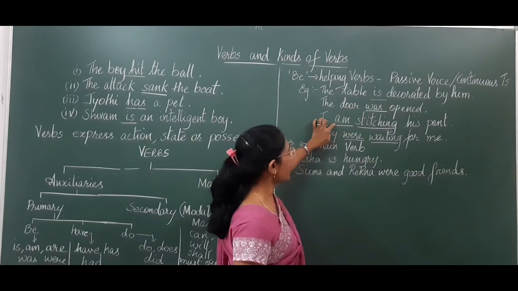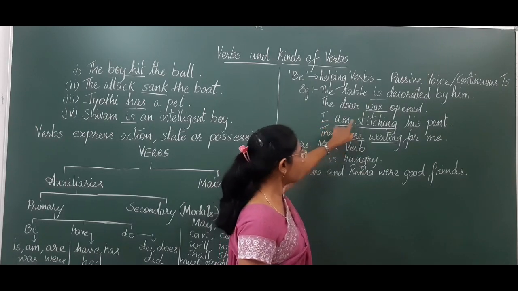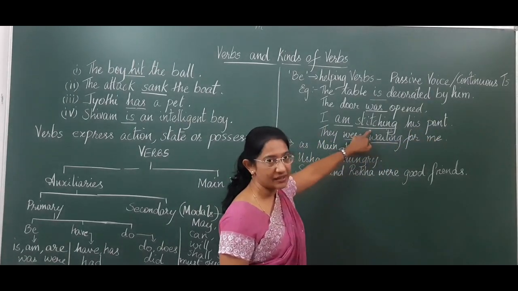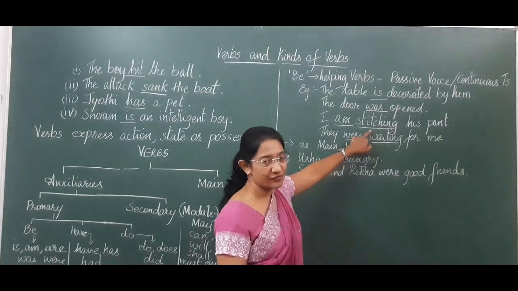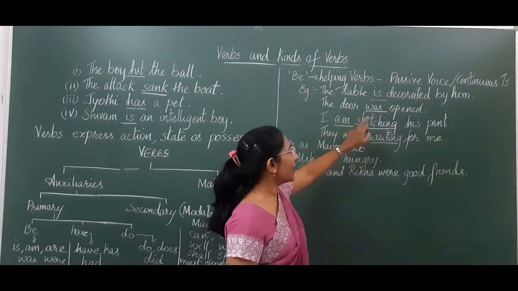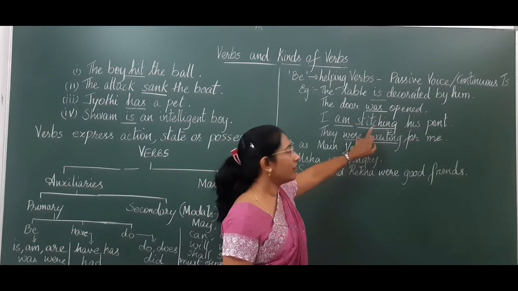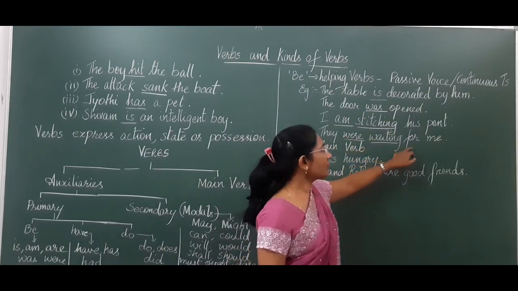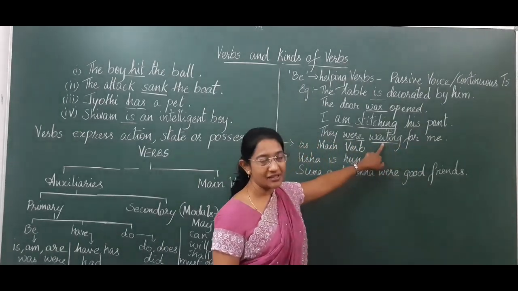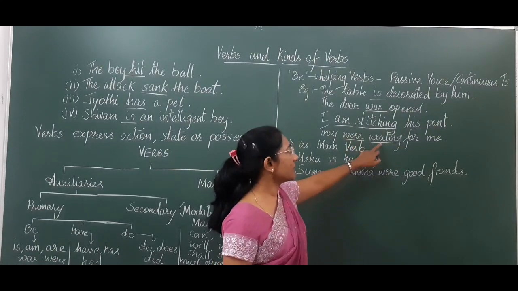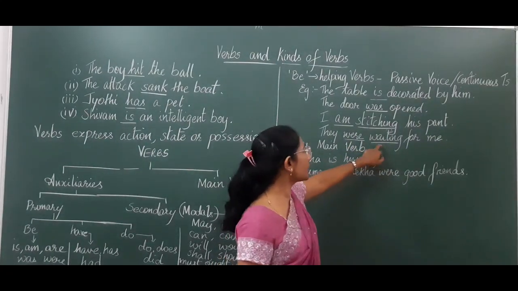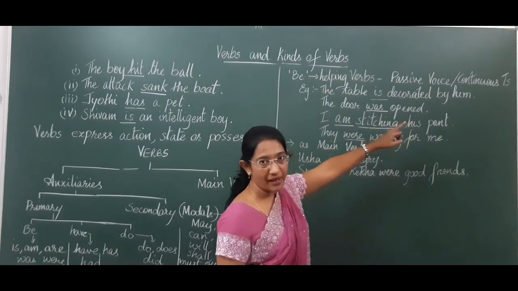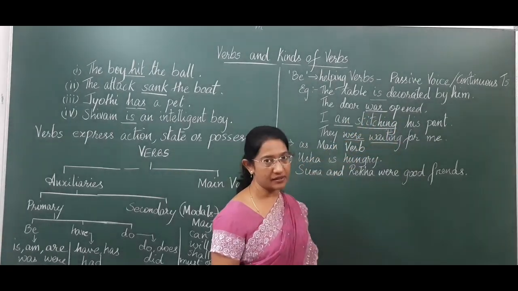Next, here we see am and were. I am stitching his pant. The word stitching is a continuous tense. The action is in continuous form. So, the be verb helps the continuous verb and it becomes a continuous tense. And here, they were waiting for me. Waiting is a continuous action. So, were is helping the continuous tense. This is how we see the be verb helping either to form passive voice or to form a continuous tense.